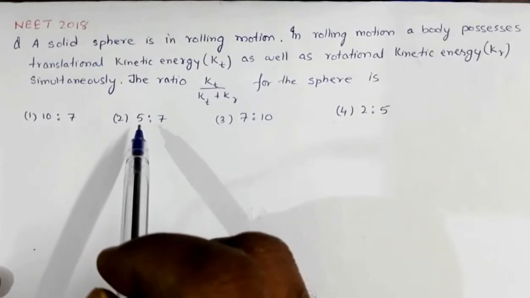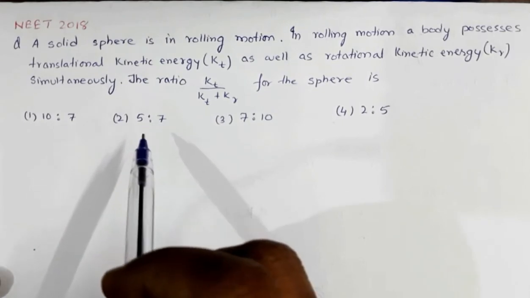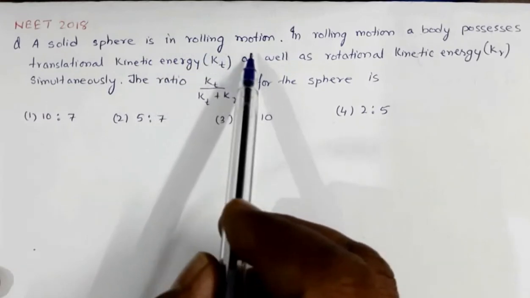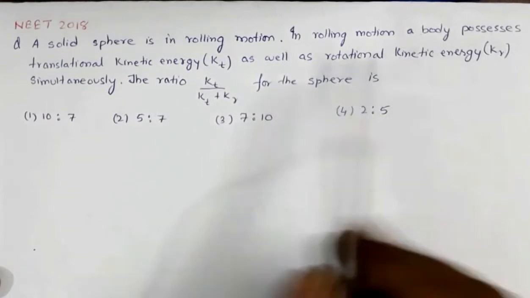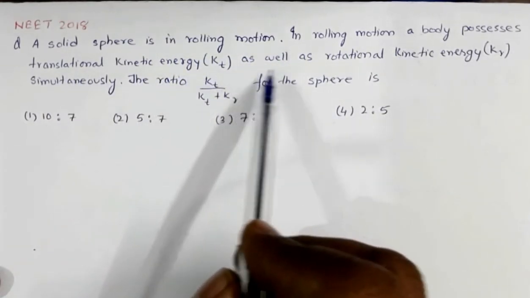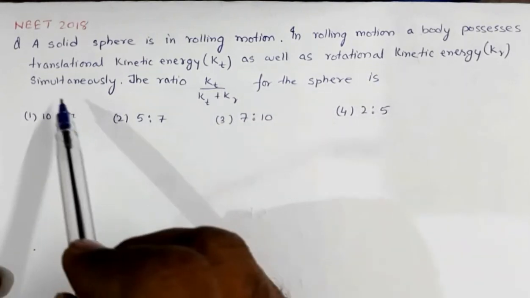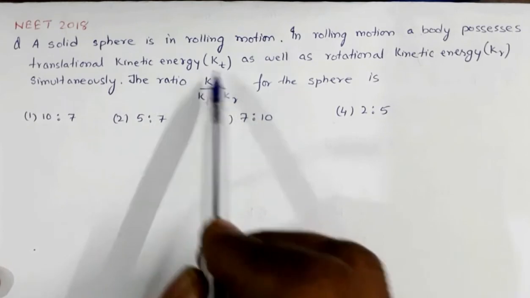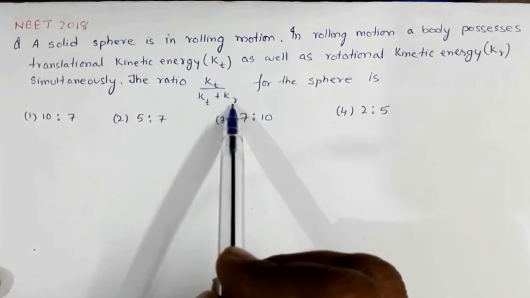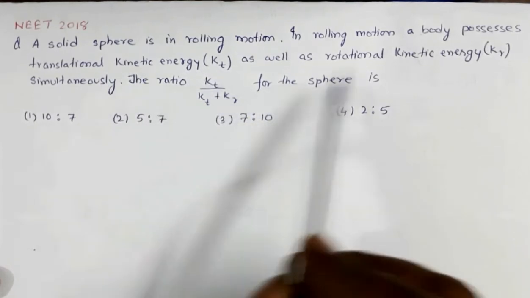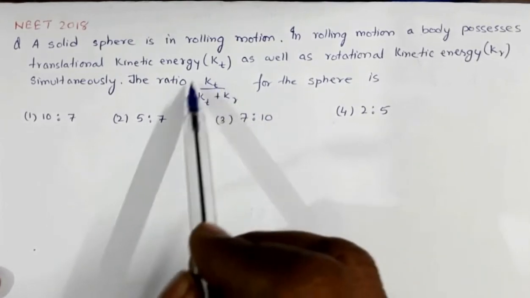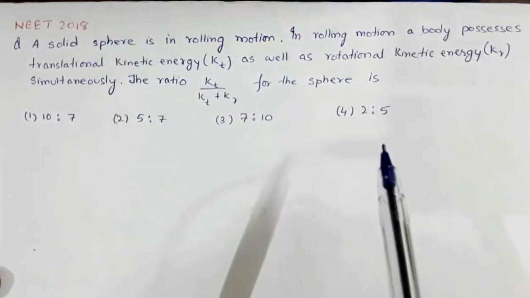So this is another question from NEET 2018 from the topic rotational motion. A solid sphere is in rolling motion. In rolling motion, a body possesses translational kinetic energy as well as rotational kinetic energy simultaneously. The ratio is kT divided by kT plus kr, where kT is the translational kinetic energy and kr is the rotational kinetic energy. So we need to find this ratio for a solid sphere.